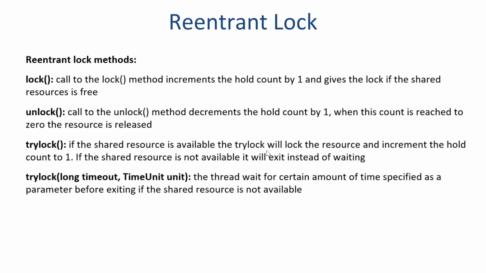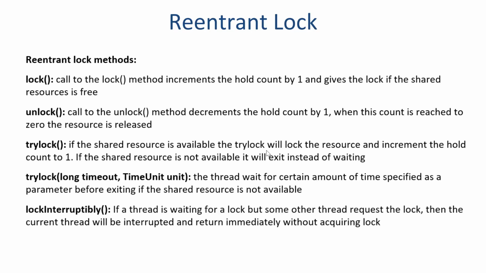tryLock(long timeout, TimeUnit unit). The thread waits for a certain amount of time specified as a parameter before exiting if the shared resource is not available. lockInterruptibly: if the thread is waiting for a lock, but some other thread requests the lock, then the current thread will be interrupted and return immediately without acquiring the lock.